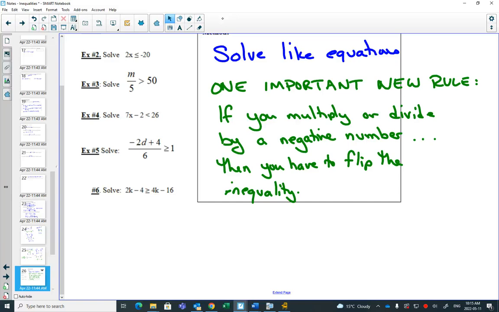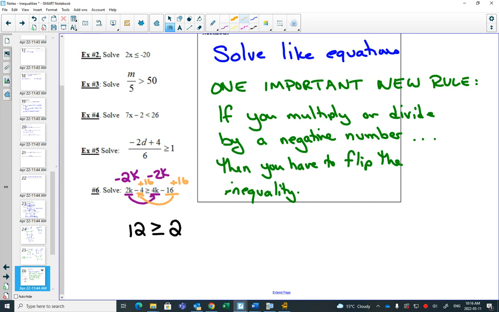Okay. Question number 6 has multiple like terms. Do you notice that you have a 4k and a 2k? So I would probably decide to move my k's to the right side so that they stay positive. So I'm going to subtract 2k and subtract 2k. And then I have a 16 and a 4. I'm going to move my 16 to this side, so I'm going to add 16 and add 16. Looking at what I have left then, negative 4 plus 16, I will have 12 on this side. And 4k minus 2k is 2k.